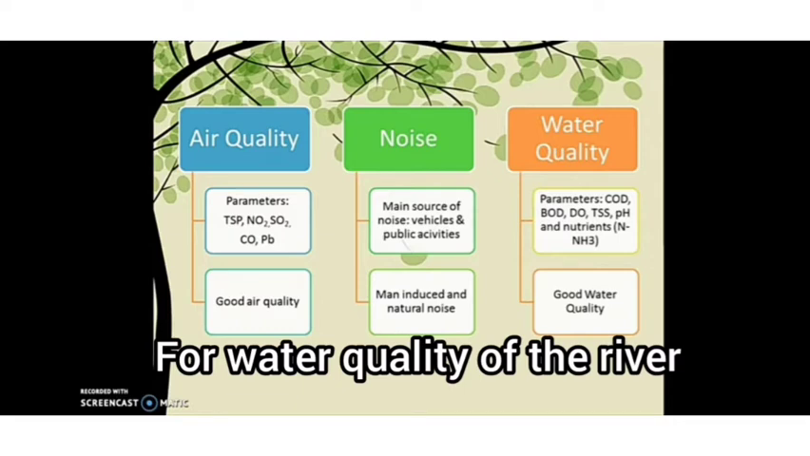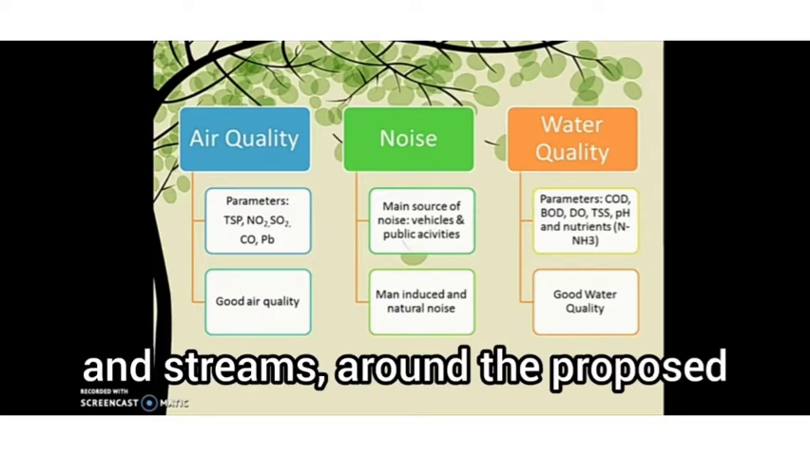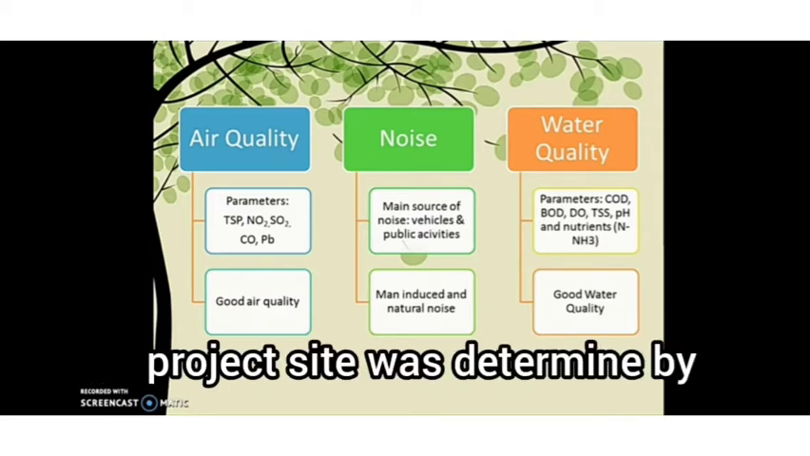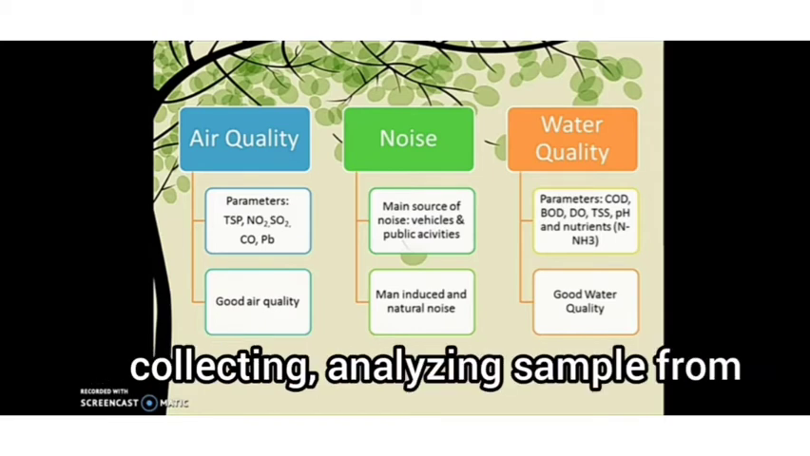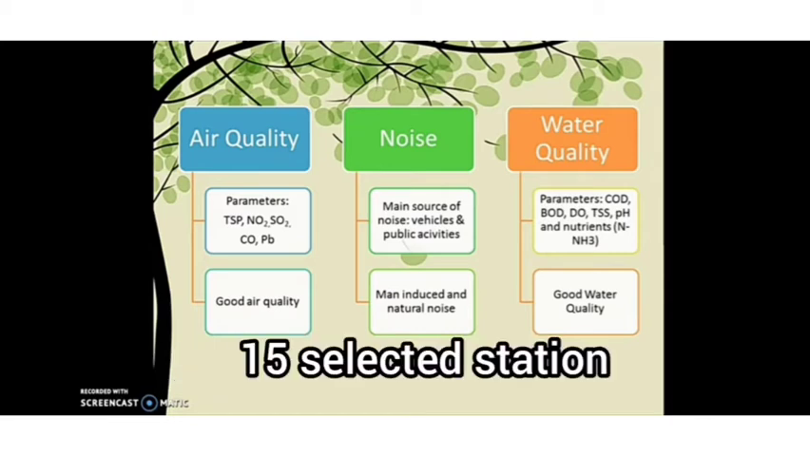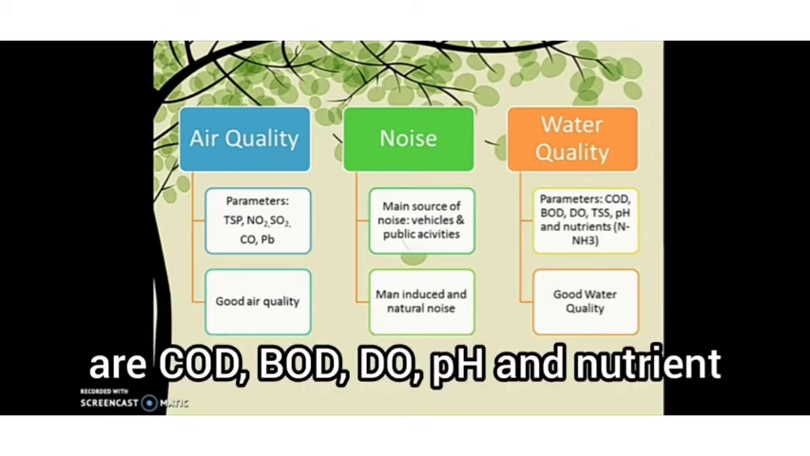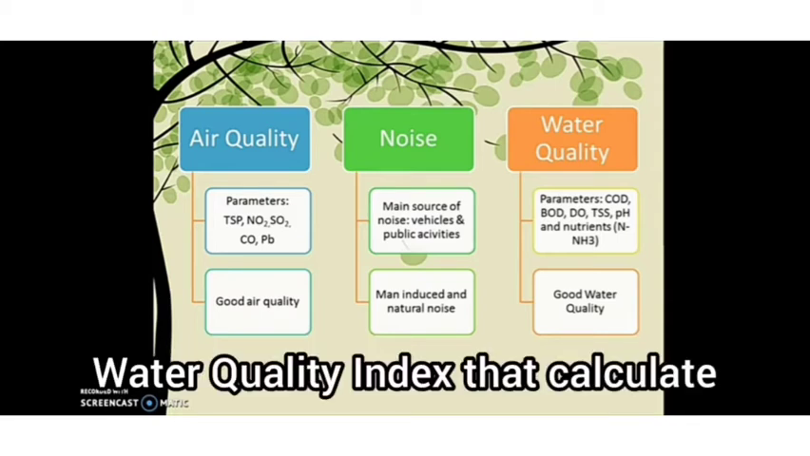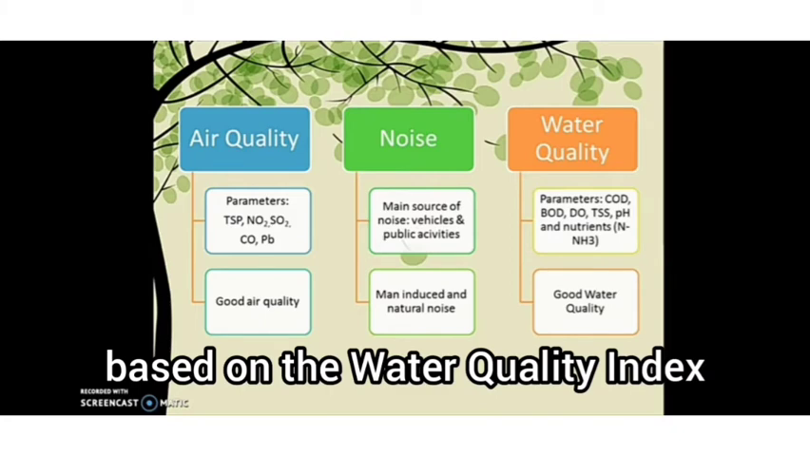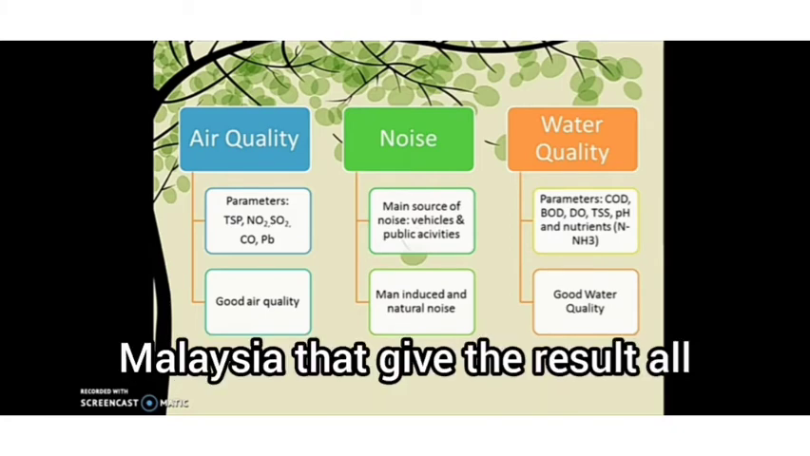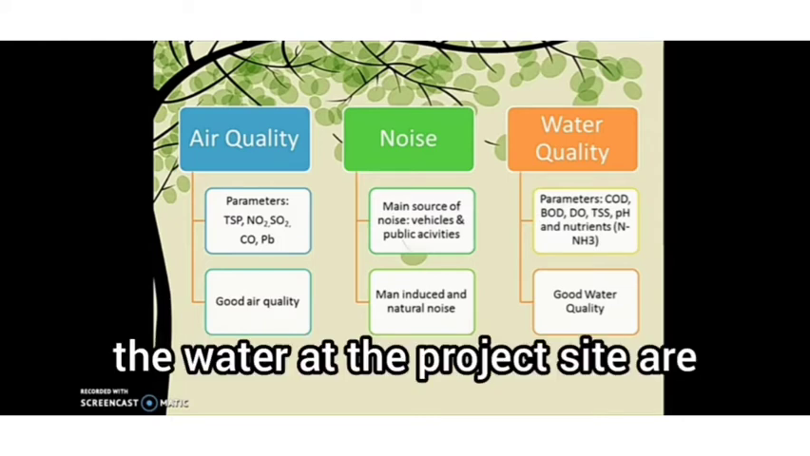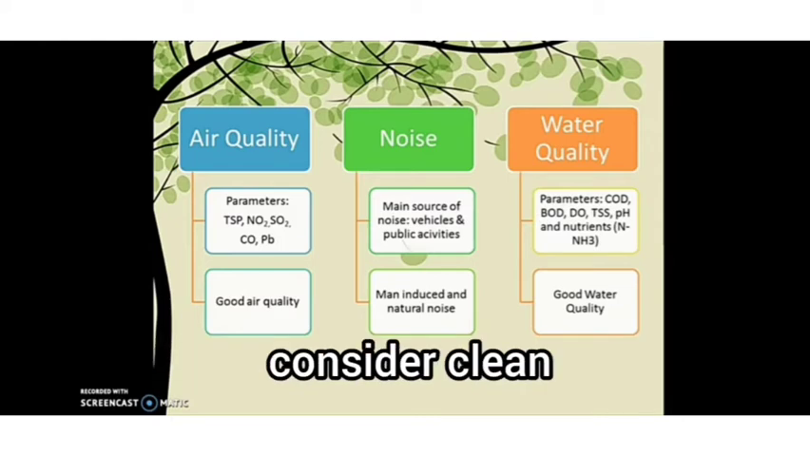The man-induced and natural noise will not affect human and biodiversity. For water quality of the river and stream around the proposed project site, it was determined by collecting and analyzing samples from 15 selected stations where the parameters measured are COD, BOD, DO, pH and nutrients. The water quality index, calculated based on the Water Quality Index Malaysia, gives the result that all the water in the project site is considered clean.